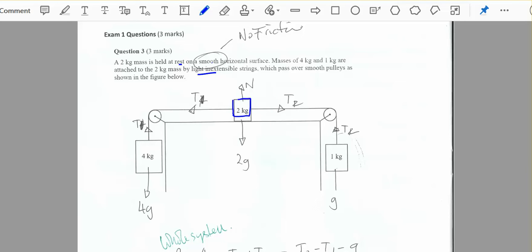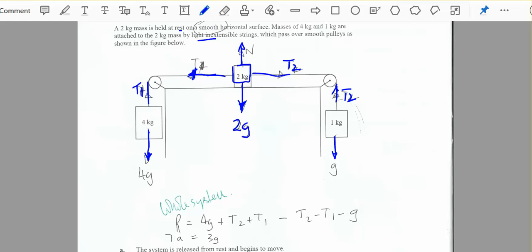This 2 kilogram mass is sitting on the table, so it will have a weight force of 2g. This 1 kilogram mass will have a weight force of g, and this 4 kilogram mass will have a weight force of 4g. Coming off the 4g is a T1 tension, and that's connected to a T1 tension. This will be T2, and this here is T2. The only other force I've got is a normal reaction force from the table pushing back up on this mass. Okay, so they're the only things that I've got happening.